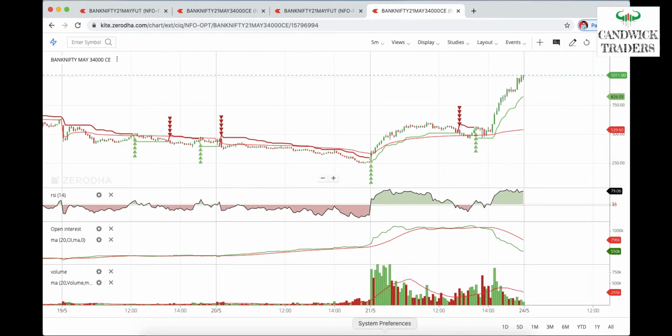So we have added the 20 moving average, which shows a 20 candle moving average, and it will show you the volume percentage. And we have added the 20 MA to the open interest also. So this is called short covering, right? Because price is going up and open interest is coming down.